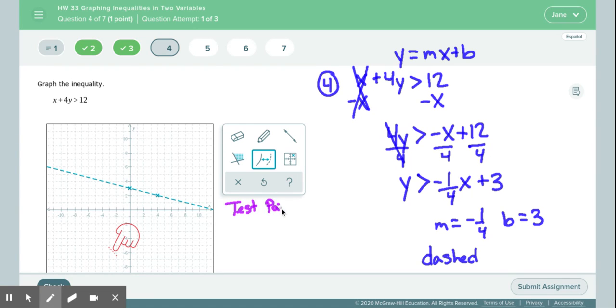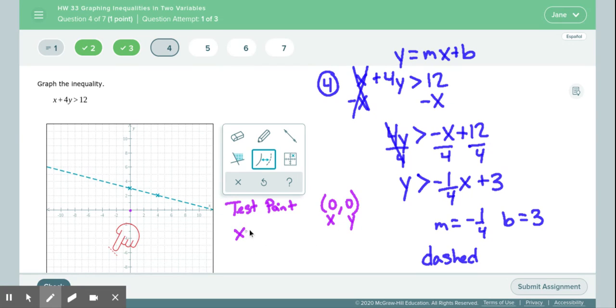Pick any point that is not on the boundary line. So 0, 0, I think, is what I'm going to go with for this one. I could have gone with this point again where my pointer was pointing to, but it does not matter as long as I don't pick a point that's on my line. So I'm going to go for 0, 0, so my x and my y. Plug into the original inequality.